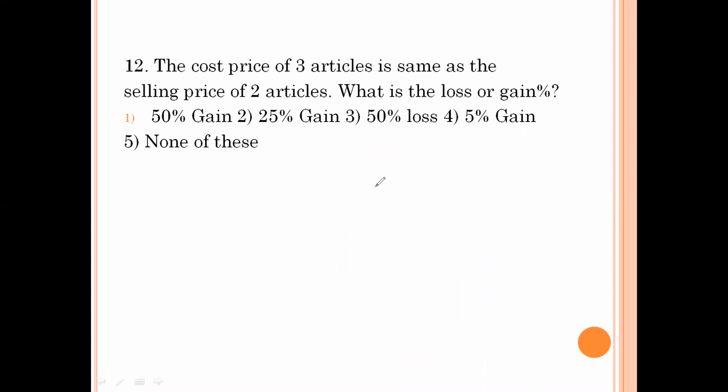The cost price of 3 articles is the same as the selling price of 2 articles. What is the loss or gain percentage? The cost price of 3 articles is the same as the selling price of 2 articles.